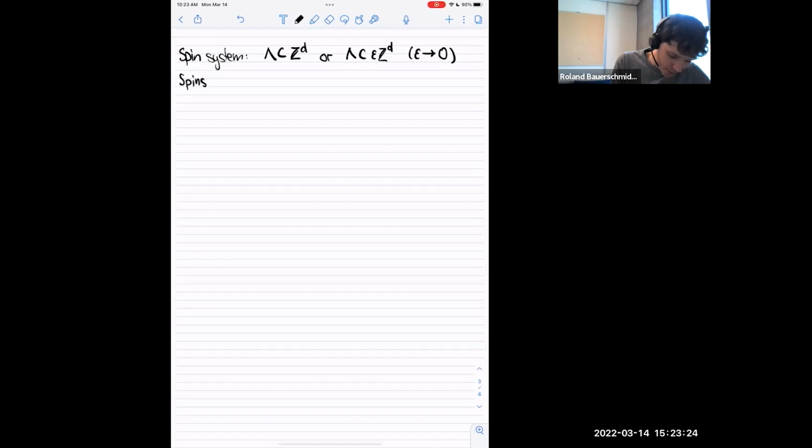Then we have spins. I usually denote these by phi_x, but sometimes sigma and other variables will appear as well. So there's one for each site in Lambda. And in the simplest instance, you can think of these as, say, Ising variables plus or minus 1, or real variables, but they could also be vector valued.